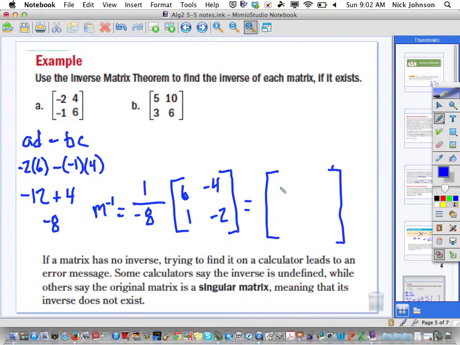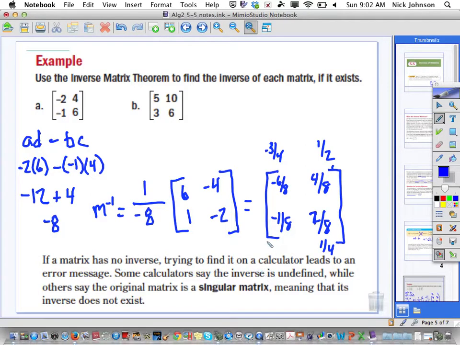And so my answer would be negative 1/8 times this, which would give me a negative 6/8. Negative 4 times that gives me a positive 4/8. 1 times that is a negative 1/8. And a negative 2 times all that is a positive 2/8. Now we could reduce these down, call them a negative 3/4. We could call this 1/2.